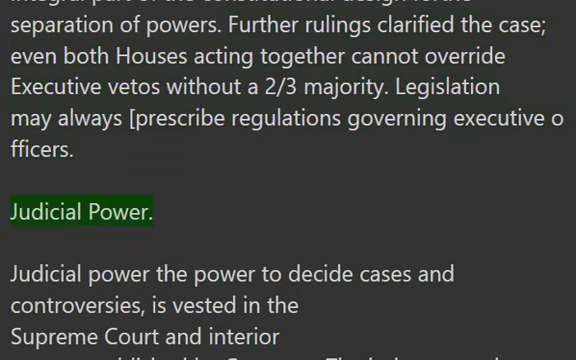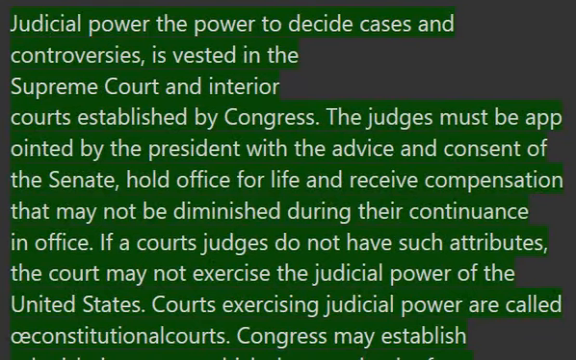Judicial power. Judicial power, the power to decide cases and controversies, is vested in the Supreme Court and inferior courts established by Congress. The judges must be appointed by the President with the advice and consent of the Senate, hold office for life, and receive compensation that may not be diminished during their continuance in office. If a court's judges do not have such attributes, the court may not exercise the judicial power of the United States. Courts exercising judicial power are called constitutional courts.